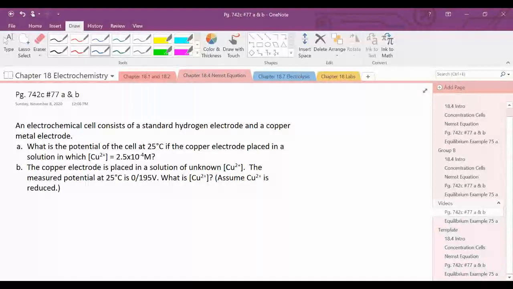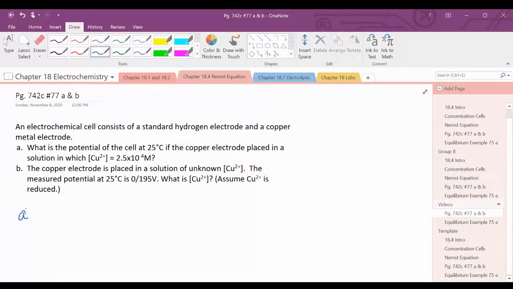77A says an electrochemical cell consists of a standard hydrogen electrode and a copper metal electrode. What is the potential of the cell at 25 degrees Celsius if the copper electrode is placed in a solution in which copper ions have a concentration of 2.5 times 10 to the negative fourth molar? In this case, we are not at standard conditions because we have a concentration that is not 1 molar for our copper solution. So let's do part A first.